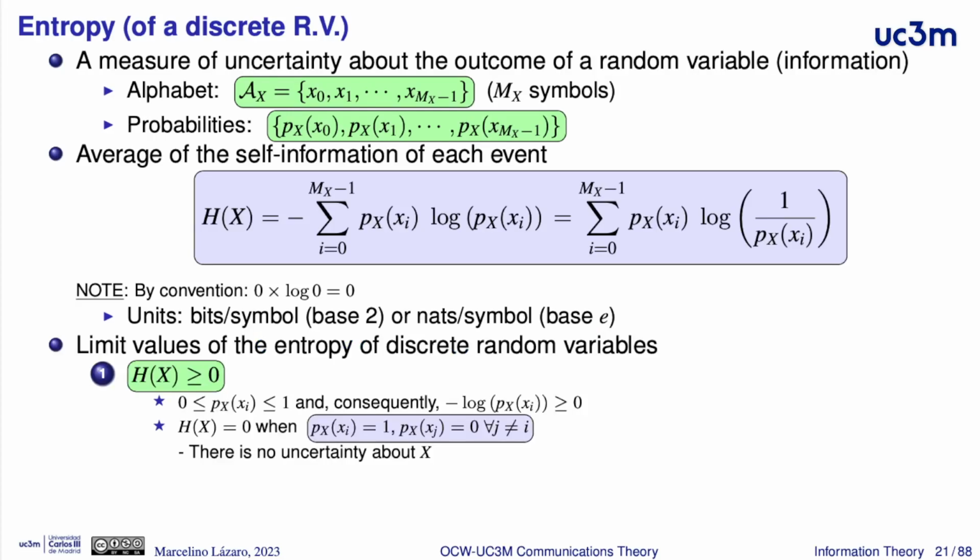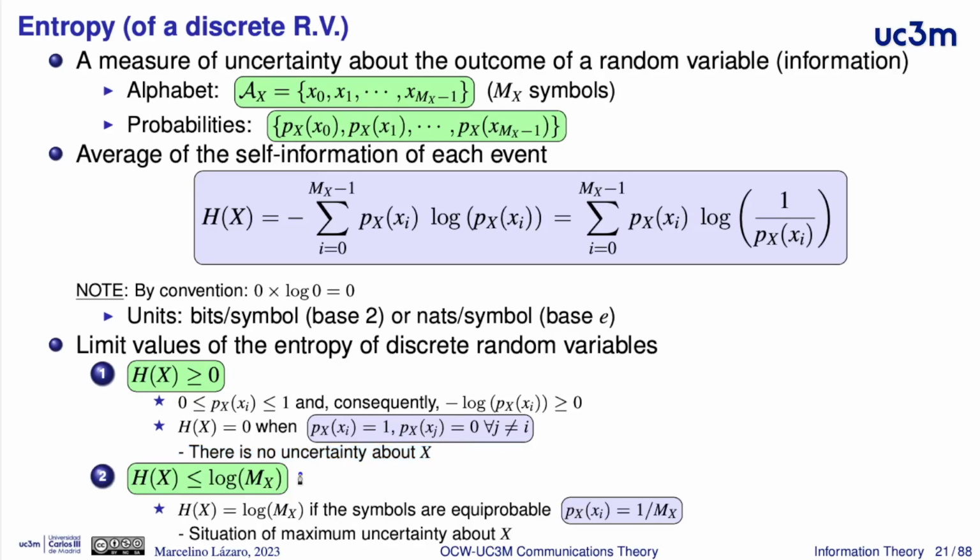Given this definition, there are some bounds for the entropy, some limit values for this measure of information. The lower bound is 0, and the entropy for a discrete random variable is non-negative. And the minimum value, 0, happens in the situation where we don't have uncertainty about the result of the experiment. The probability of an event is 1, and it's impossible to have as a result any other event.